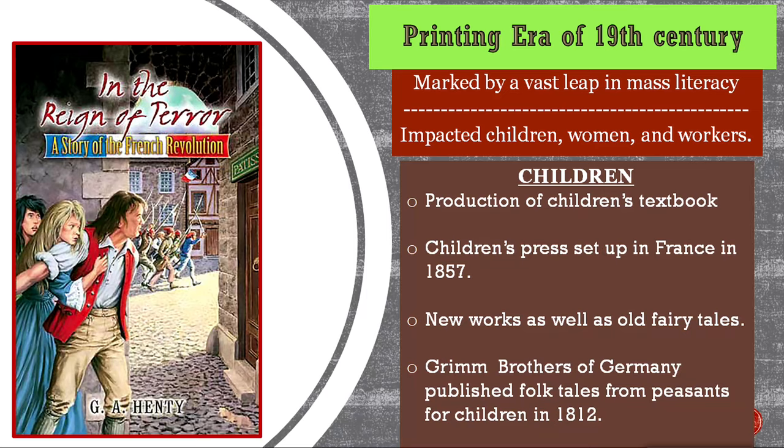So, when we talk about the 19th century, we are talking about the Industrial Revolution. So, here the three main sections who were impacted were the women, the children and workers. Okay. Here on your screen, children, you can see how a lot of literature around the French Revolution was coming.